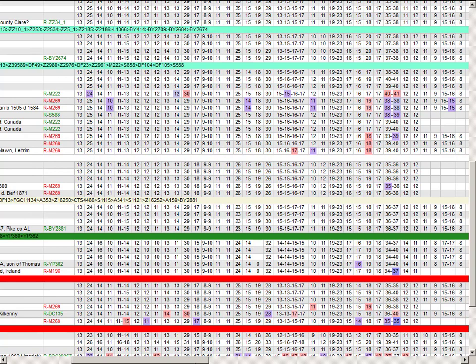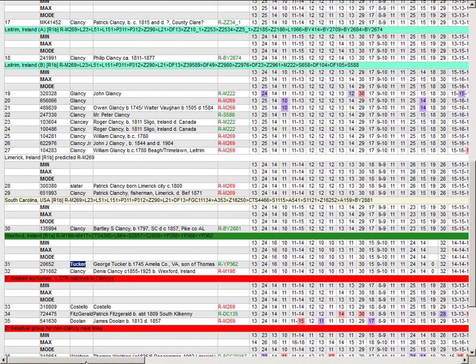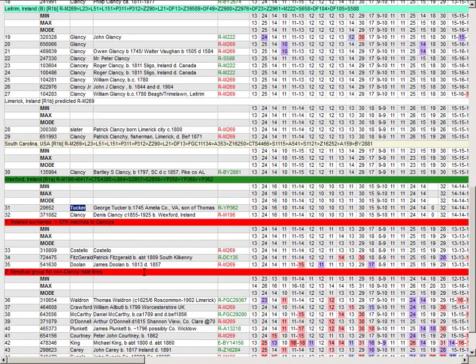As you can see, there's 2 differences out of 37 there between the Clancy and the Tucker. He doesn't match any of the other Clancys. Somewhere along the line, we suspect there was a surname DNA switch, either in America or in Ireland, in the last several hundred years between Clancy and Tucker. Still haven't got to the bottom of that one.